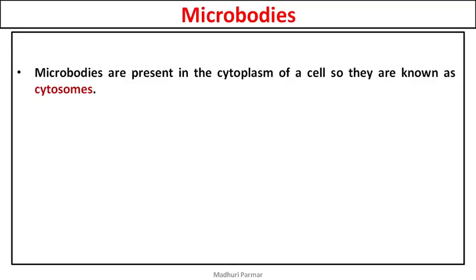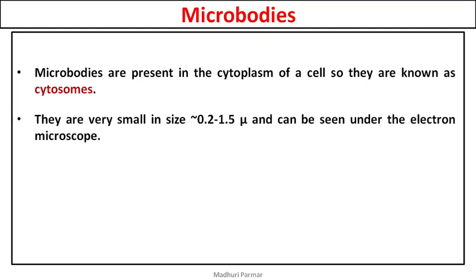Let us first discuss what microbodies are. They are present in the cytoplasm, so they are also known as cytosomes. They are small organelles present inside the cytoplasm, so they are called cytosomes. They are very small in size, 0.2 to 1.5 micron, and can be seen with an electron microscope.